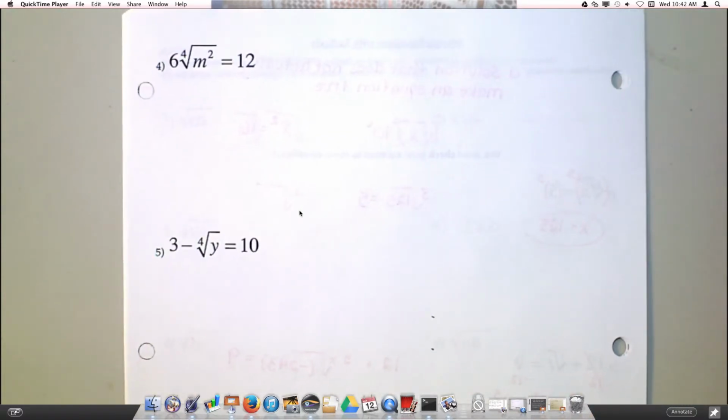Okay, number 4. Says 6 times the 4th root of m squared equals 12. So if we were undoing this piece by piece, which piece should we get rid of first? Yeah. I agree, let's get rid of the 6.